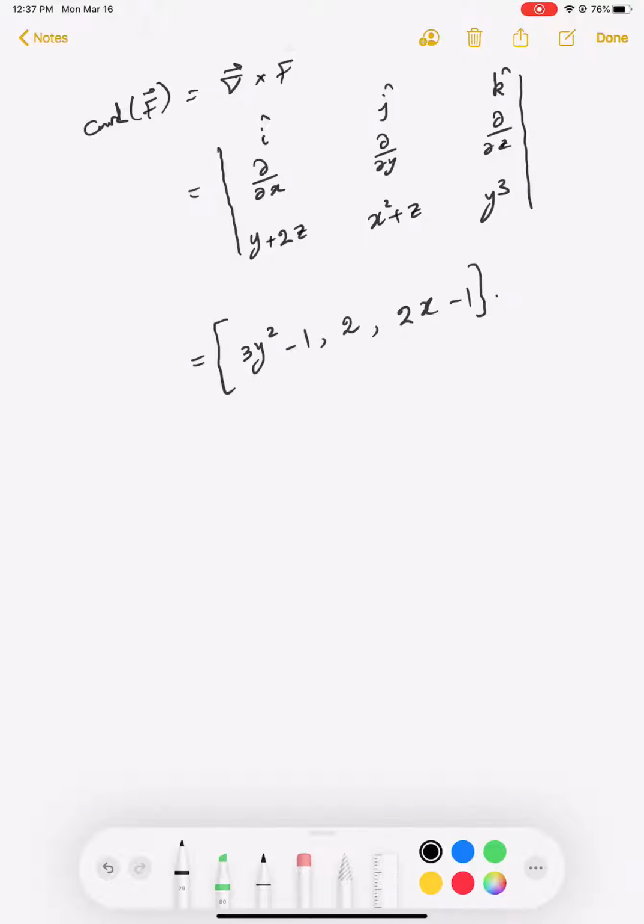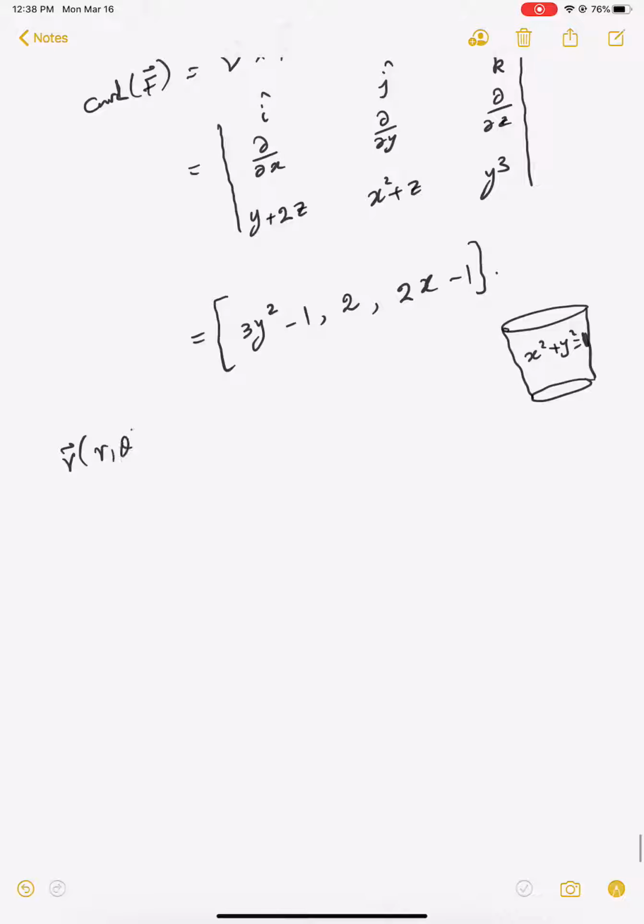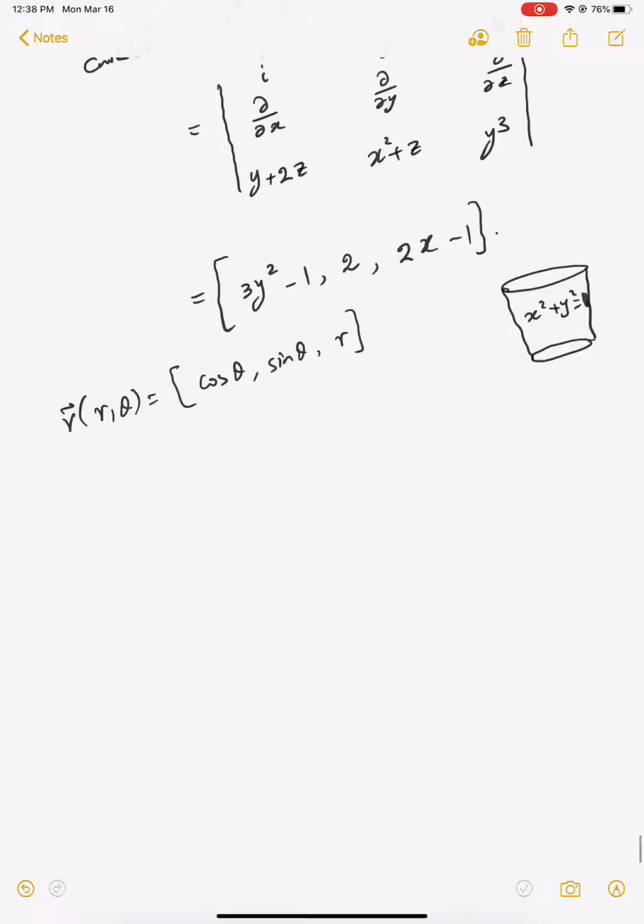Okay, after doing the curl, you need to find the parameterization of the surface. Again, this is your surface. The surface equation is x squared plus y squared equals 1, and the z is between 0 and 1. So basically, you are taking r, let's say of r and theta. Now the x and y are related via this formula, cosine theta, sine theta, and the z is free, so I'm calling it just r. Okay? The theta, of course, is between 0 and 2 pi. The r is between 0 and 1. These are the z values.